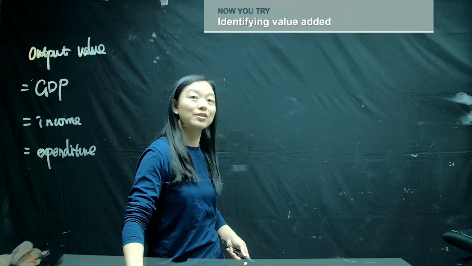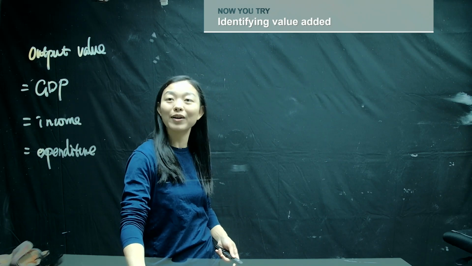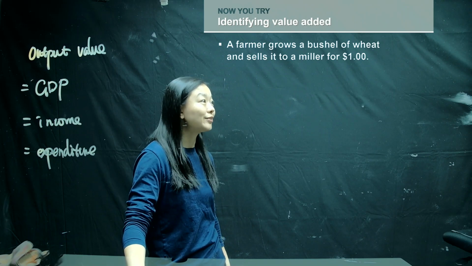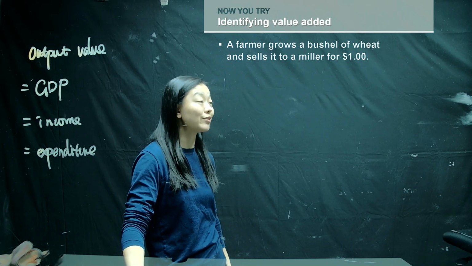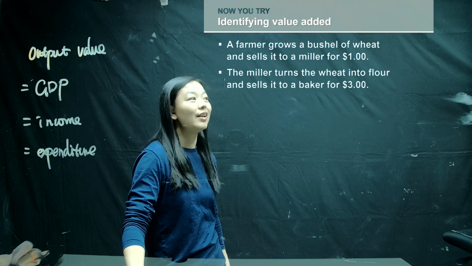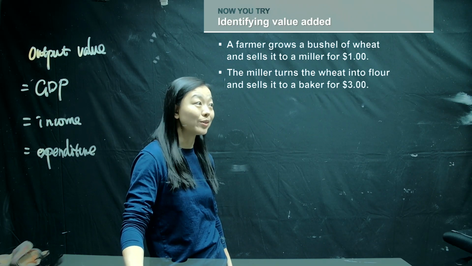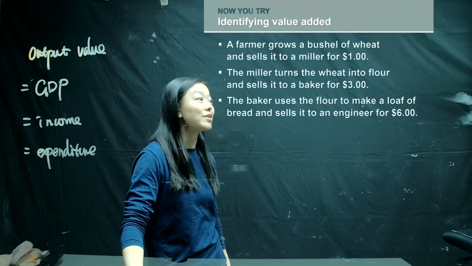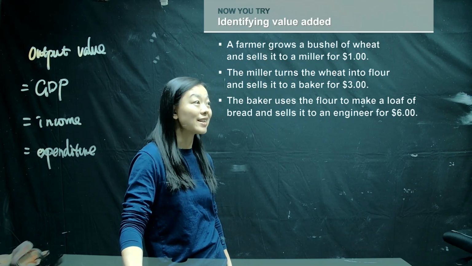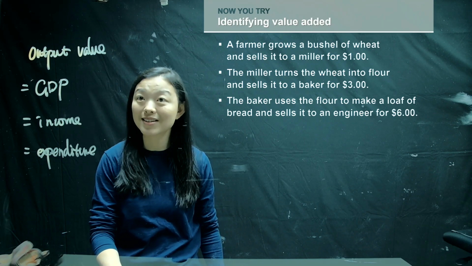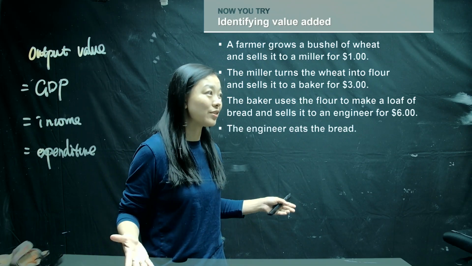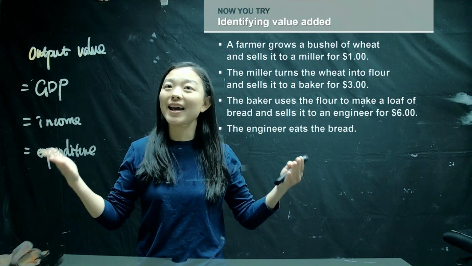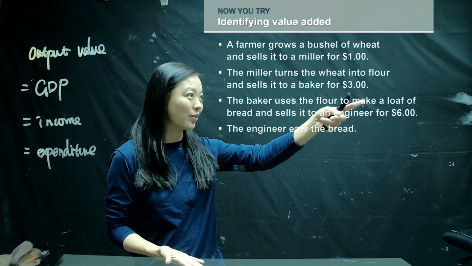Now let's look at one example about value added or intermediate goods. A farmer grows a bushel of wheat and sells it to a miller for $1. The miller turns the wheat into flour and sells it to a baker for $3. Then the baker uses the flour to make a loaf of bread and sells it to an engineer for $6. The engineer eats the bread. So look at this one. If I ask you, what is GDP based on this information?